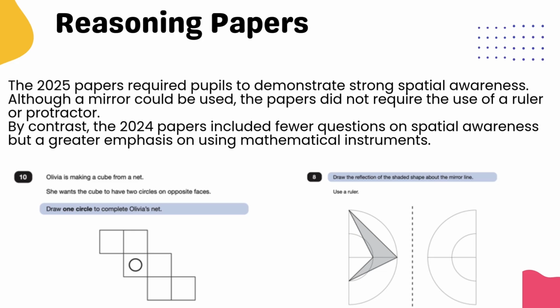So that's asking them about spatial awareness. And this one is draw the reflection of the shaded shape in the mirror line. So it's a reflection question. And they would get a mirror to be able to do this, but it's just saying that there were more questions on spatial awareness and understanding these types of questions last year.